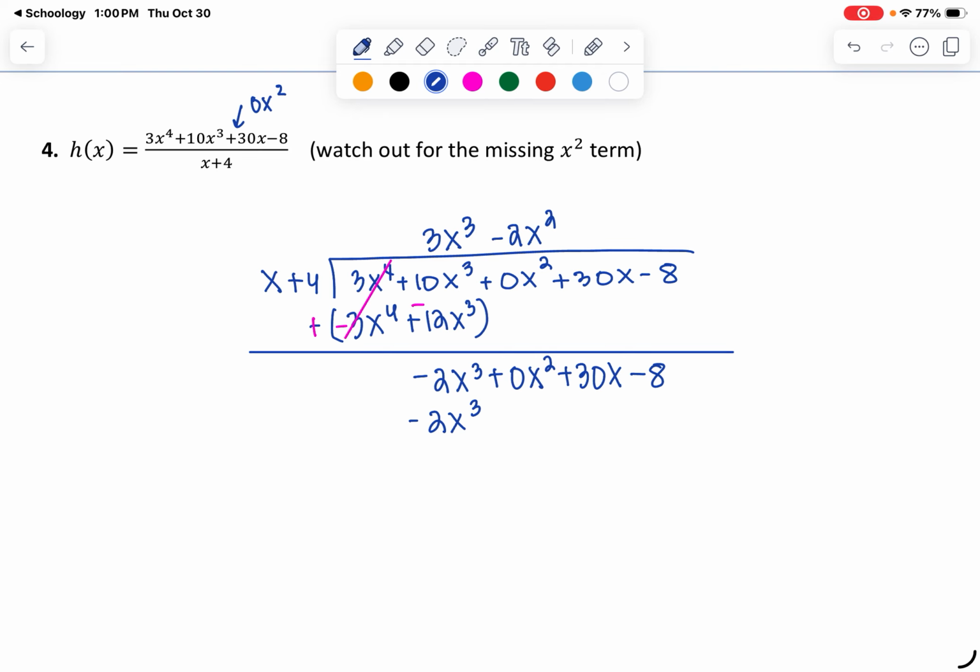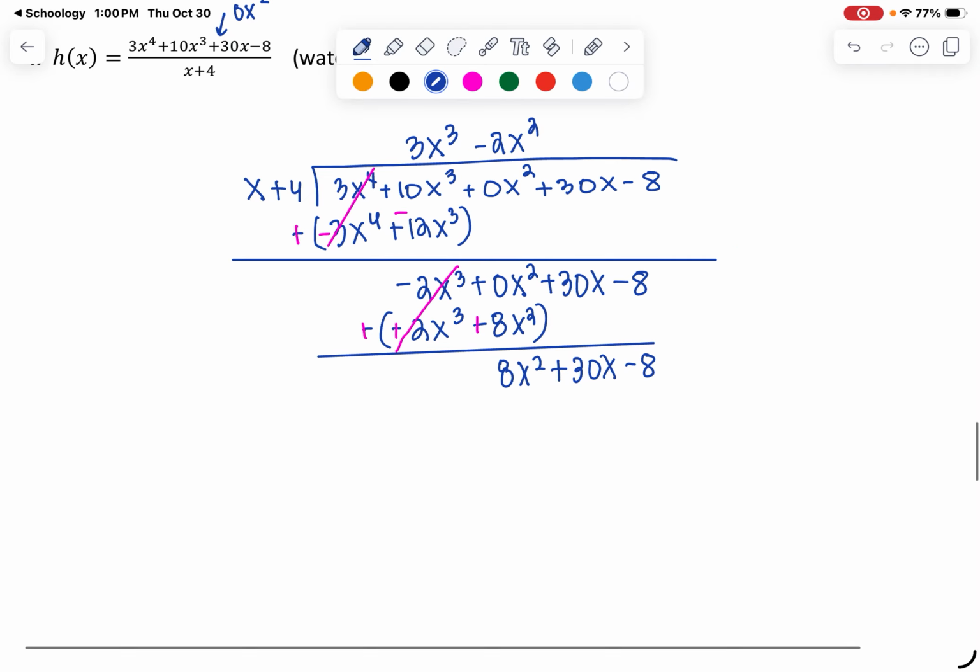So I want to write that underneath my x squared. If this wasn't here, I wouldn't have anything to write it underneath. See where we're going here? Put it in parentheses, subtract, distribute your negative, or add the opposite. Cancels. 0x squared and 8x squared is 8x squared. Drop your 30x, drop your -8, start over.